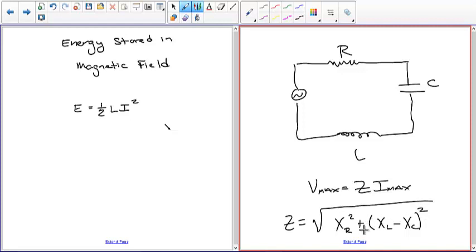So the impedance is a minimum where the inductive reactance is equal to the capacitive reactance, because this difference goes to zero. The capacitor's and the inductor's effects cancel each other out because they're 180 degrees apart. So when one goes up, the other one goes down by the same amount, and they cancel out when you add them together.